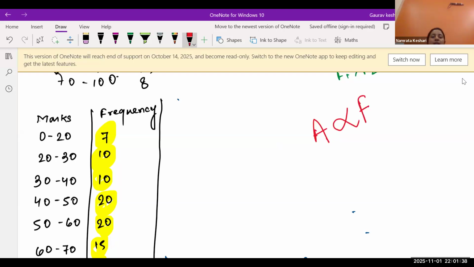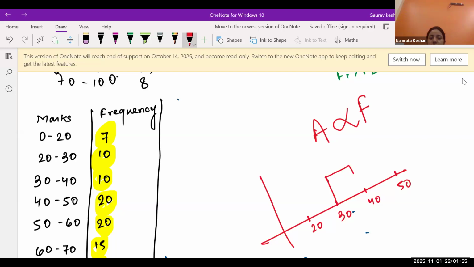That means if you are drawing the histogram, just now we have drawn the histogram, our data started from 20 to 30, then 30 to 40, then 40 to 50. Whatever was the frequency, randomly I'm taking, suppose the frequency was 7 over here, and here the frequency was 12. Here till 7, here till 12. Suppose this is how the frequency is given.